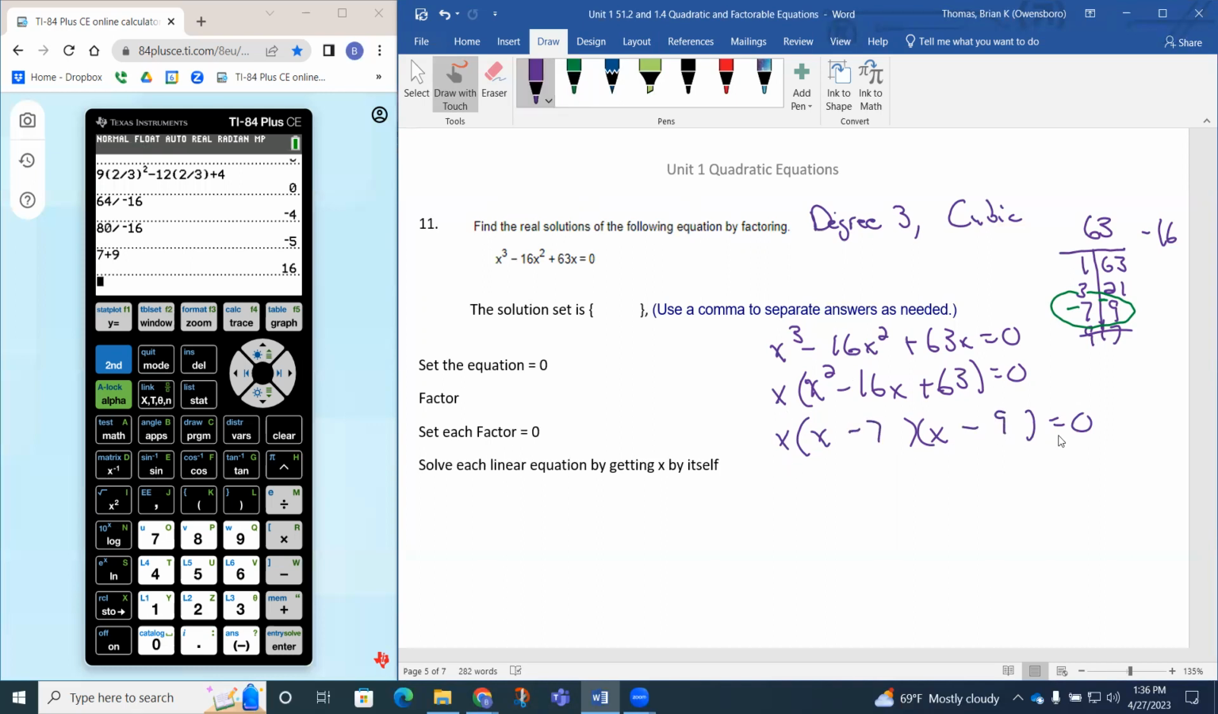So this side actually has 3 factors. So I set each factor equal to 0. x equals 0, x minus 7 is equal to 0, and x minus 9 is equal to 0. Now this is already solved for x, but notice how I got to move the 7 to the other side. x equals 7. I'm going to move the 9 to the other side, and that's going to make that become a positive 9. So that would be my 3 solutions, 0, 7, and 9. So 0, 7, and 9. That would be your 3 solutions.